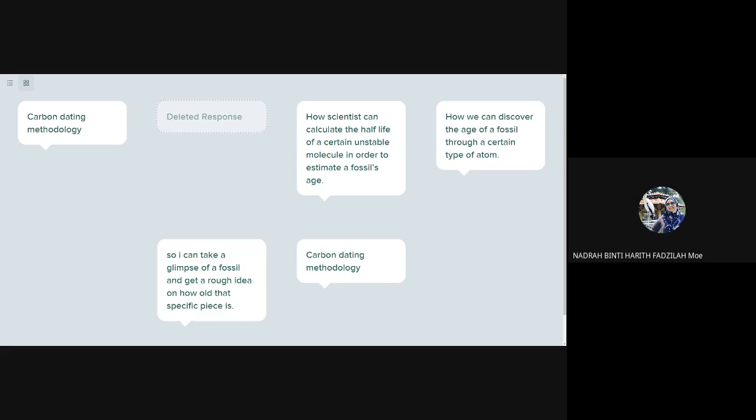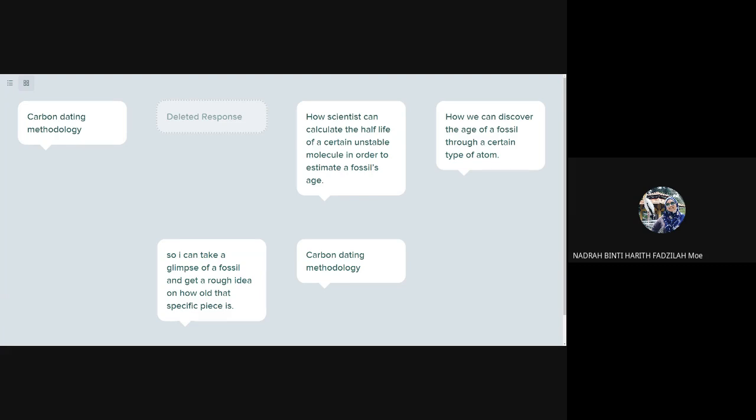So we know that when we learn chemistry, carbon 12 is a highly stable atom, but carbon 14 is not. So carbon 14 will decay over time. Because of this, scientists can estimate the age of a certain fossil or a certain artifact.